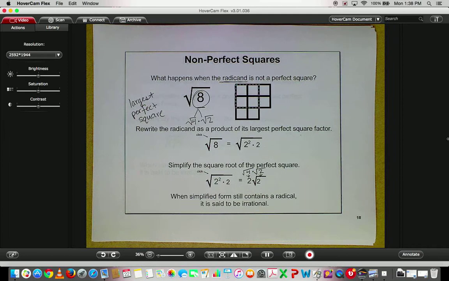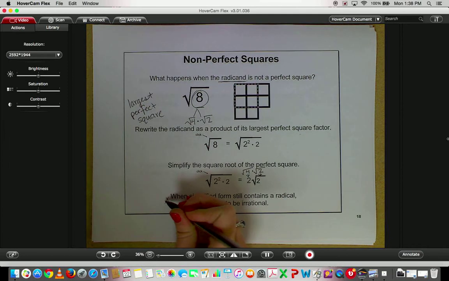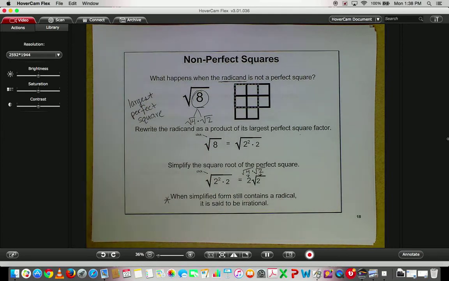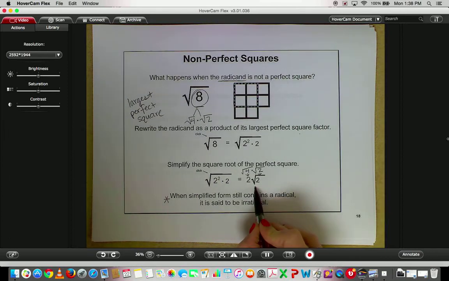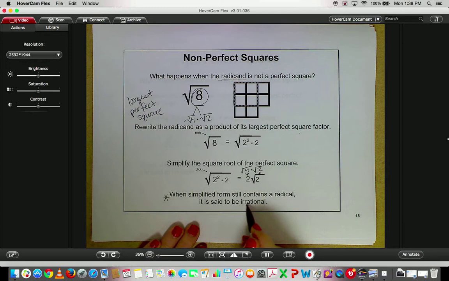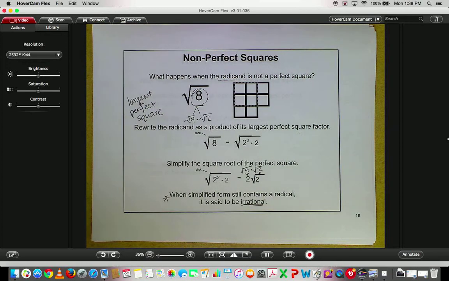Okay, so this little note down here is just to help you on your benchmark. It's talking about if your answer has a radical, which is the square root symbol that we talked about, it's called irrational. Okay, it's if your answer still has a radical.